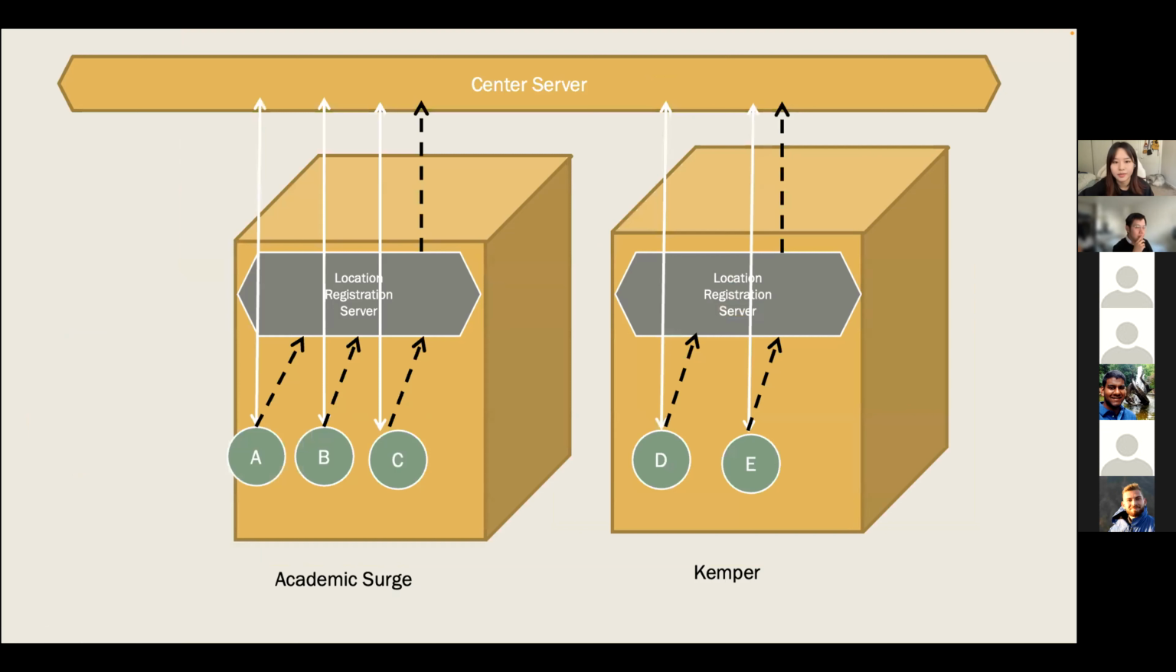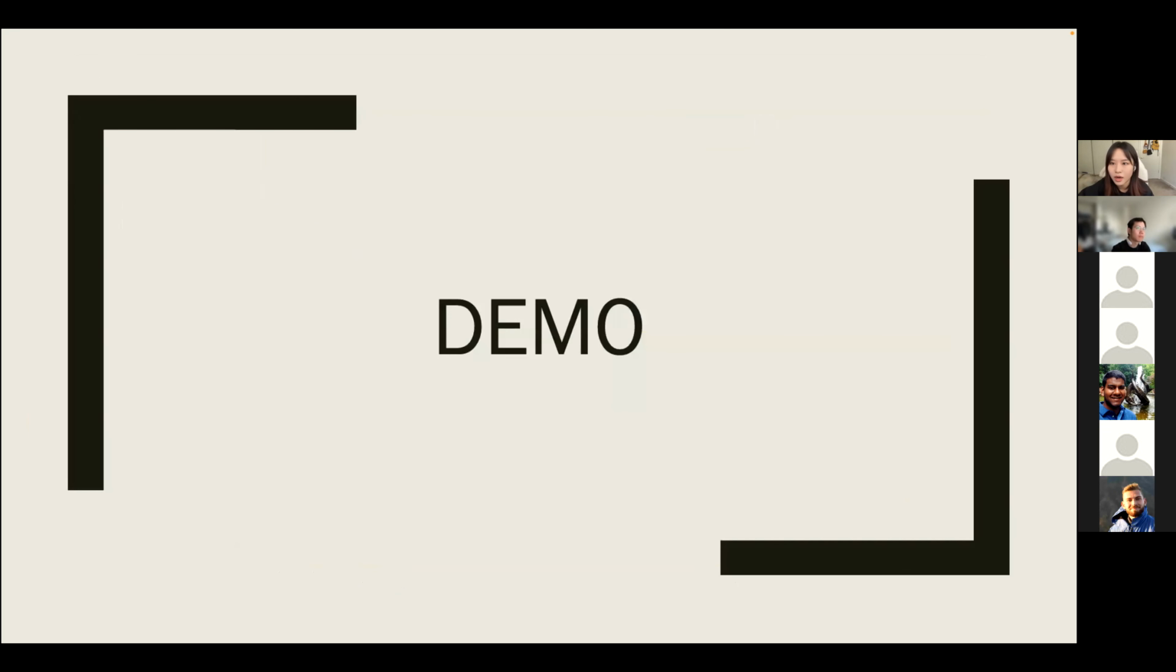And to understand the system better, we have a demo. Here we have two locations on campus: the campus and the academic surge. We can see A, B, and C are in the academic surge, and after a certain time, A left and reported that he tested positive, and the center server will inform B and C since they have the overlapping time and location with A. So this is basically how this system works. We also have a demo.